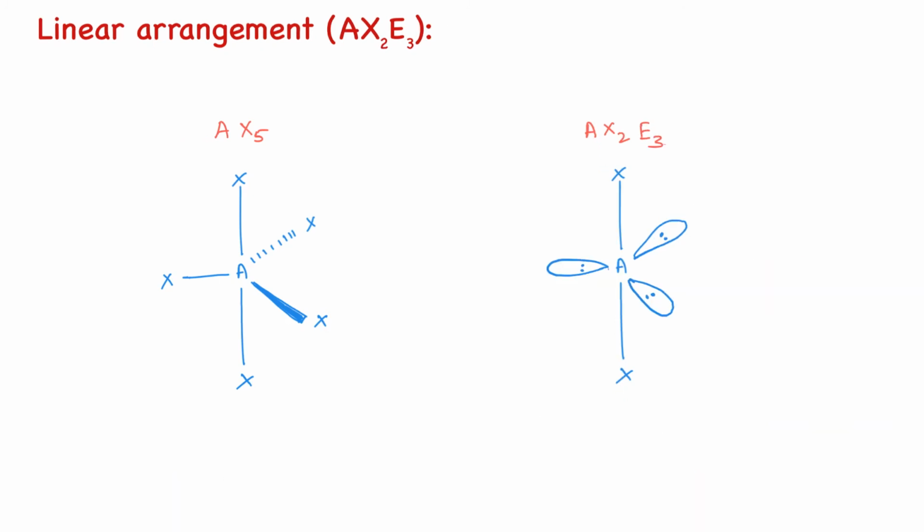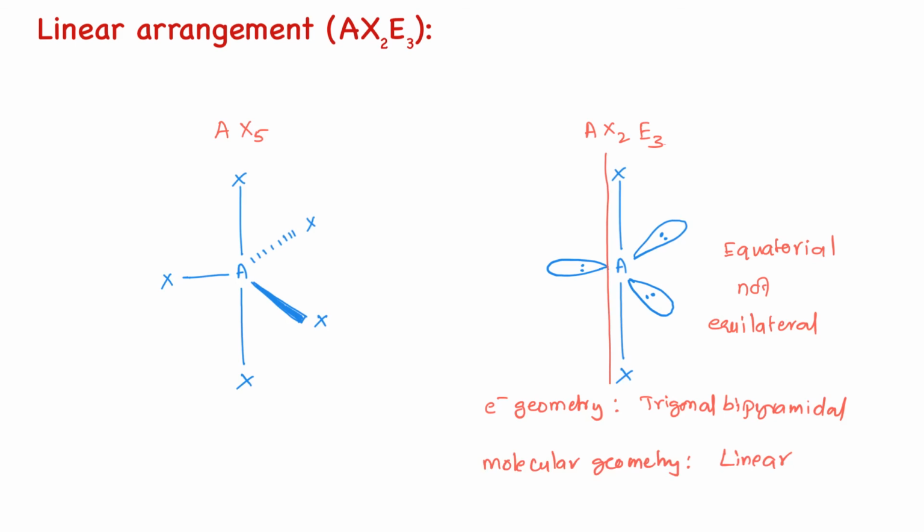Next, if three of the bond pairs are replaced with lone pairs, that is, of type AX2E3, all the three lone pairs occupy equatorial positions. The electron geometry is still trigonal bipyramidal. However, three of the corners of the trigonal bipyramidal shape do not have atoms. Instead, we have lone pairs. Therefore, the remaining shape looks like a linear shape.